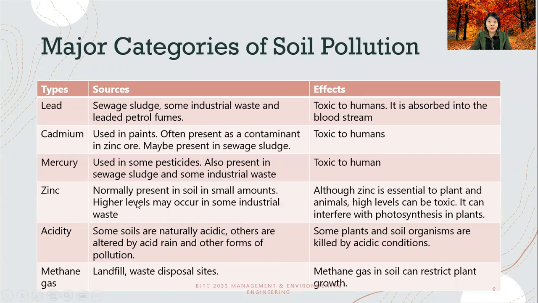So zinc is commonly found in the soil, because zinc in a small amount can actually help to grow the trees faster. Some soils are naturally acidic, and so are the landfill or waste disposal sites. These are toxic to humans, right? And we can see it's toxic to humans, and it restricts plant growth. So some plants and soil organisms are killed.